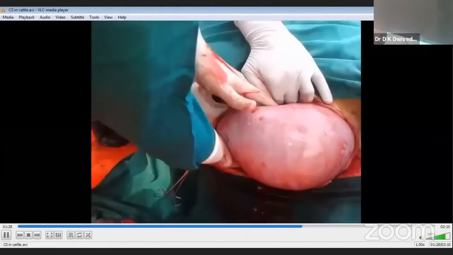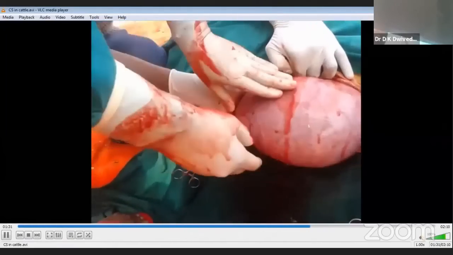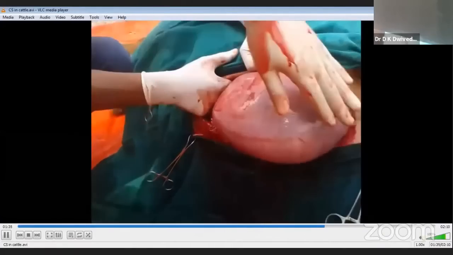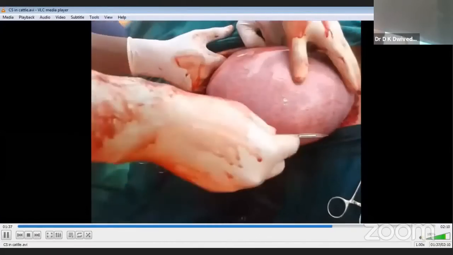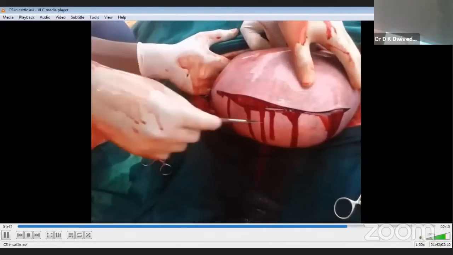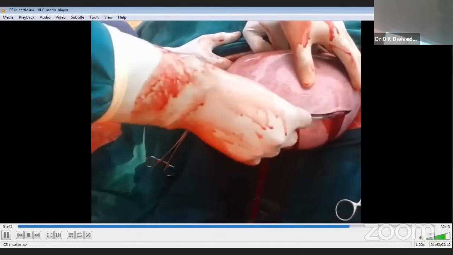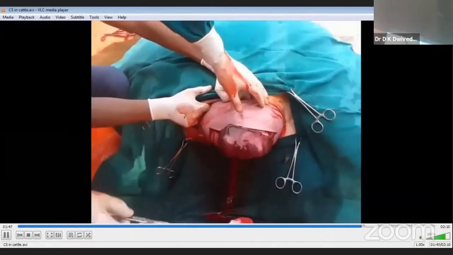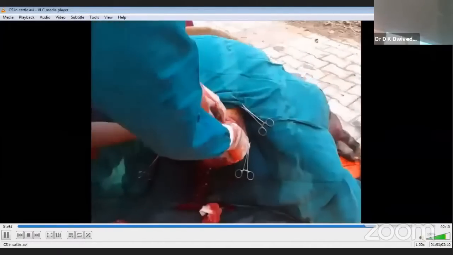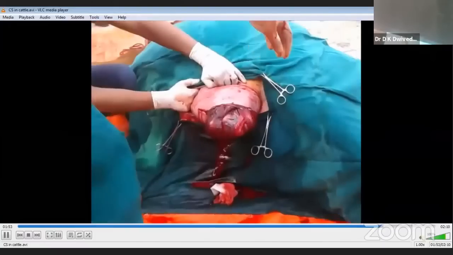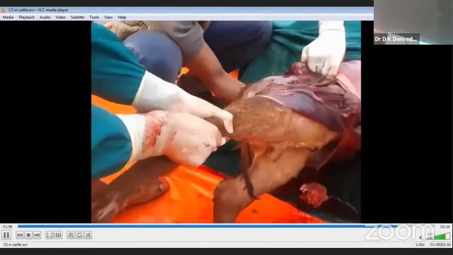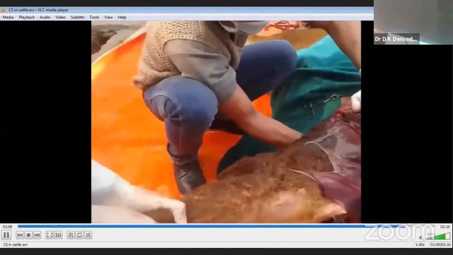Now you can see the gravid uterus is exteriorized out from the abdominal incision, and now we will put the hysterotomy incision for the extraction of the fetus. The incision on the uterus is given on the greater curvature of the uterus. You can see a sufficiently large incision you have to put over the uterus. Then you can see this is the extraction of the fetus from the uterus.